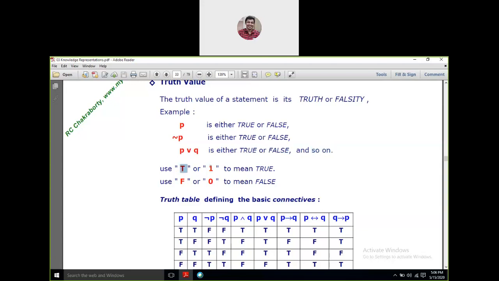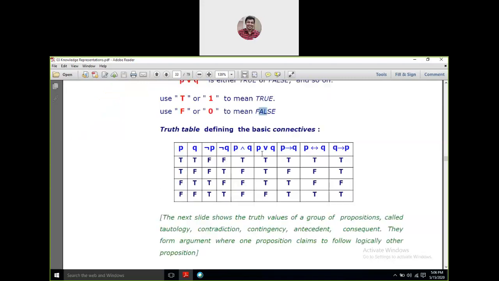For all the true cases, I'll be using a 1. For all the false cases, I'll be using a lower value of 0. That means T will be high, and F will be low, that means 0. So T is true and F is false. I do have the truth table defining the basic connectives, right? It will be very easy for you to understand the first row and the last row.